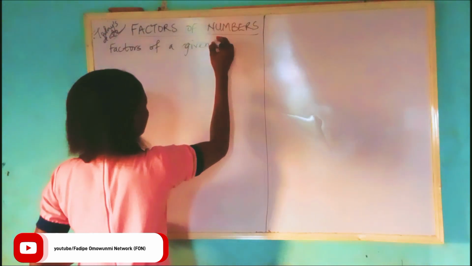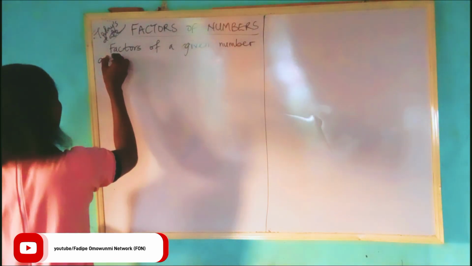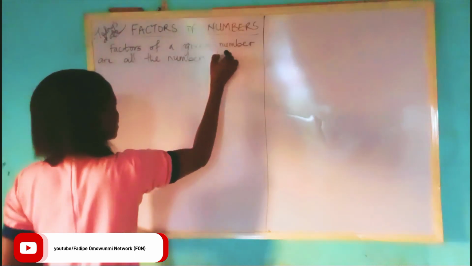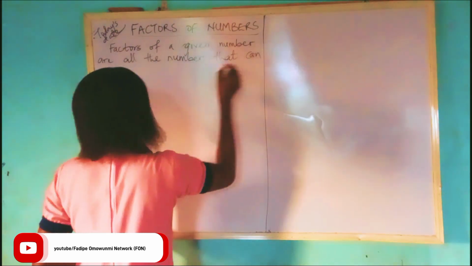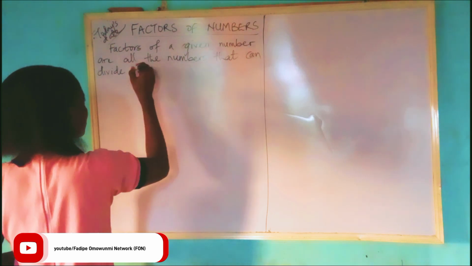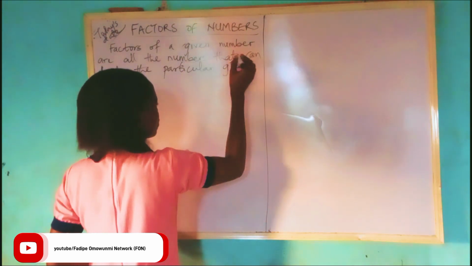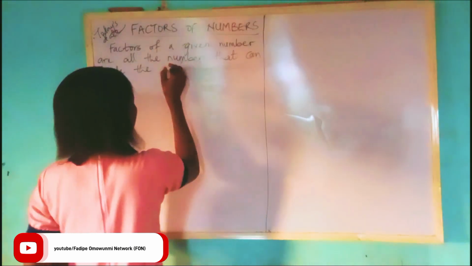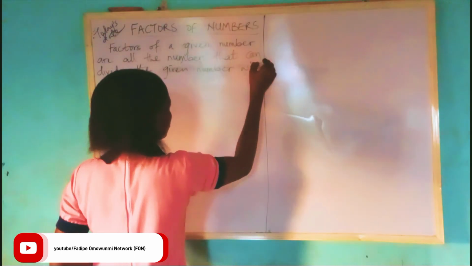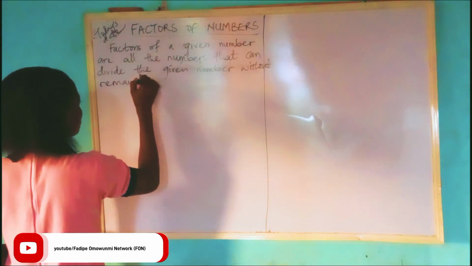We are given a number. A given number. Factors of a given number are all the numbers that can divide the given number without remainder. It will not have remainder.